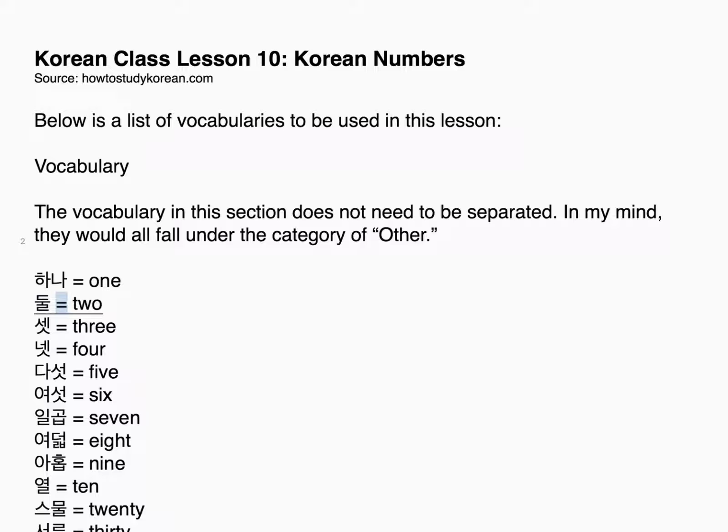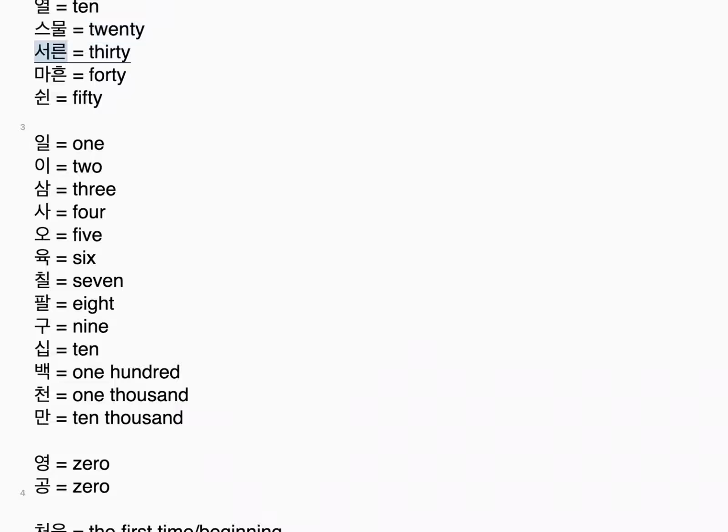하나 equals one, 둘 equals two, 셋 equals three, 넷 equals four, 다섯 equals five, 여섯 equals six, 일곱 equals seven, 여덟 equals eight, 아홉 equals nine, 열 equals ten, 스물 equals twenty, 서른 equals thirty, 마흔 equals forty, 쉰 equals fifty. 일 equals one, 이 equals two, 삼 equals three, 사 equals four, 오 equals five, 육 equals six, 칠 equals seven, 팔 equals eight, 구 equals nine, 십 equals ten, 백 equals 100.